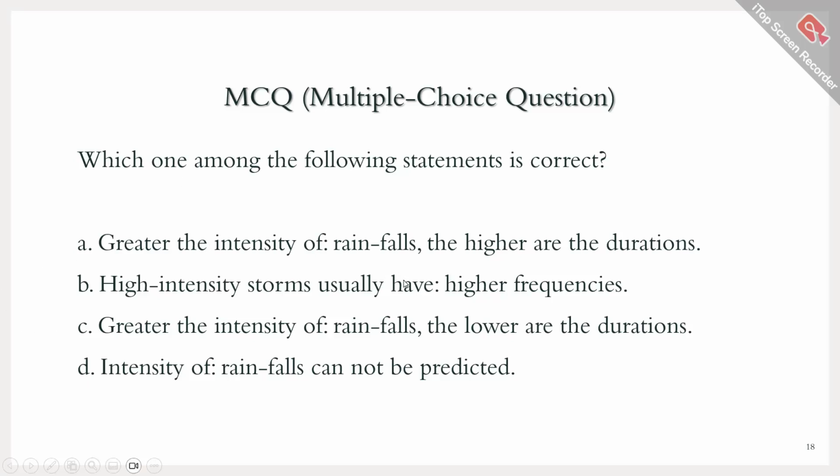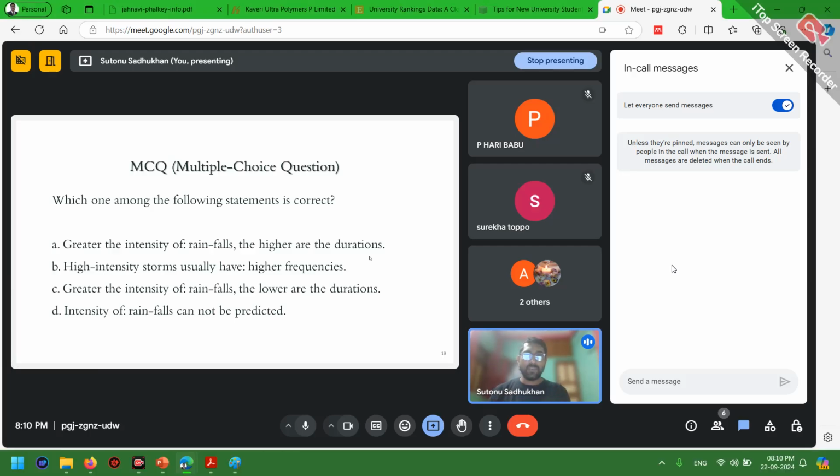So here they are just asking the relation between the intensity of the rainfall and the duration of the rainfall. As you can see, the amount of water a cloud can hold is finite in nature. So if the frequency of the rains is more, that means rains are happening more frequently, then the intensity of each rainfall will be less.